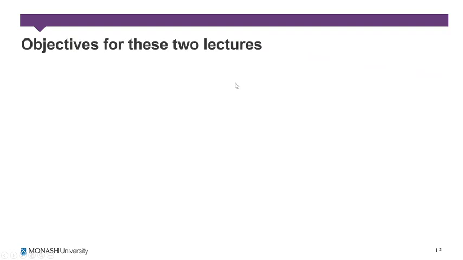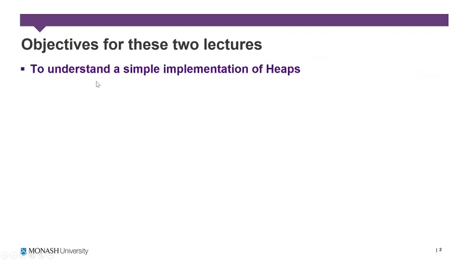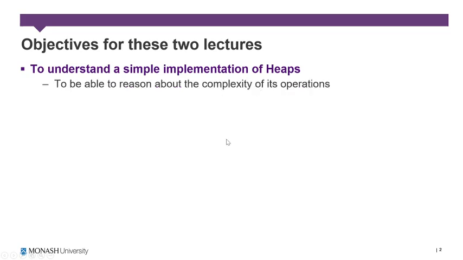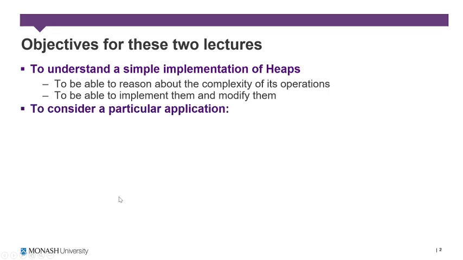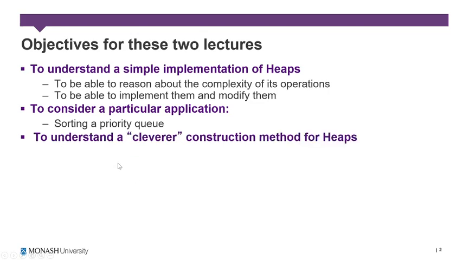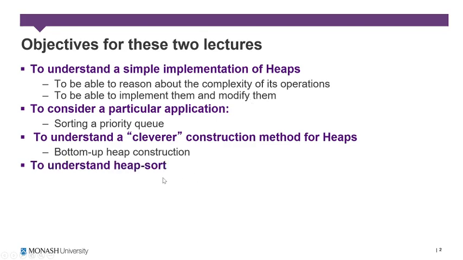So the objectives of these two lectures or lessons are to understand a simple implementation of heaps, to be able to reason about the complexity of its operations, to be able to implement them and modify them, and to consider a particular application, for example, sorting a priority queue. To understand a cleverer construction method for heaps, bottom-up heap construction, and to understand heap sort, a fast recursive alternative to merge sort and quick sort.